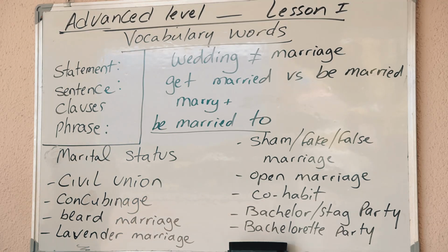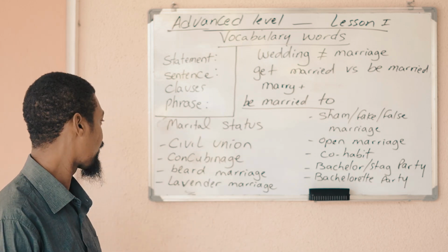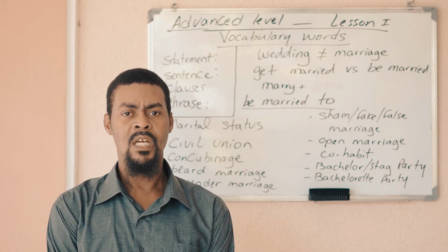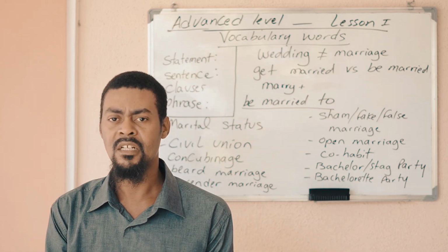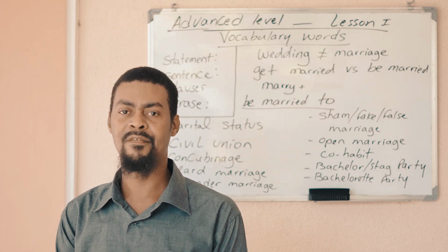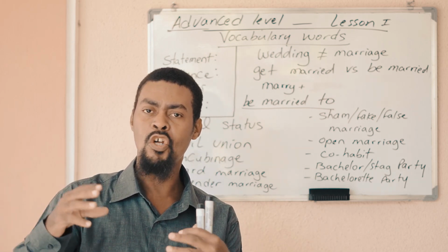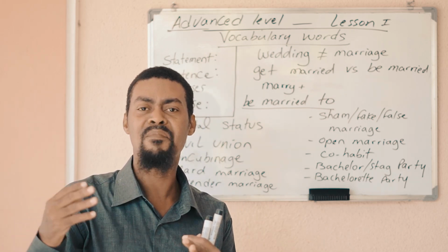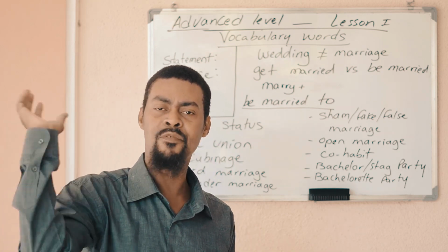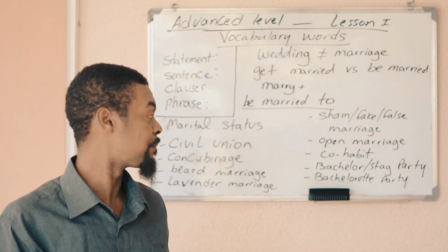Okay, we're gonna go down to the different types of relationships or marriages. Civil union, it's a type of marriage, but in civil union, there are certain things or certain advantages you don't have. In the United States, civil union is known in a state. It's a state marriage. But the marriage itself is federal. There are certain advantages you don't have in a civil union.